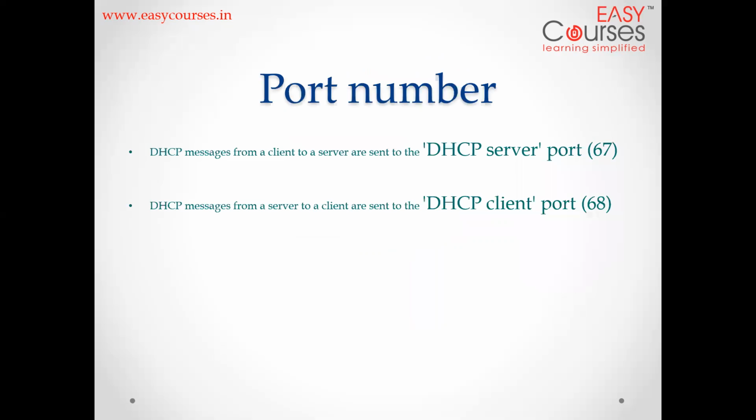The port numbers used by the DHCP server and client are as follows. The DHCP messages from a client to a server are sent to the DHCP server port 67, and the DHCP messages from a server to a client are sent to the DHCP client port 68.